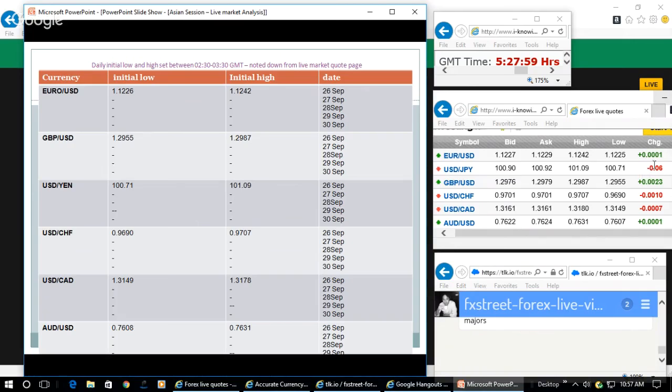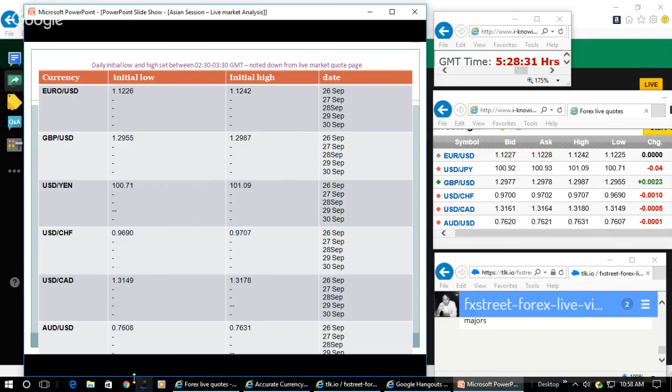By making contrarian and regular moves, they are trying to make small swings in the crosses during mid-session. In the case of CHF also, 96.90 is the low, 97.07 is the high. They have not breached the low or the high. But in the case of Canadian dollar and Australian dollar, they handled the pairs. 1.3149 is the low, 1.3178 was the initial high. They just breached it and went up to 1.3180.